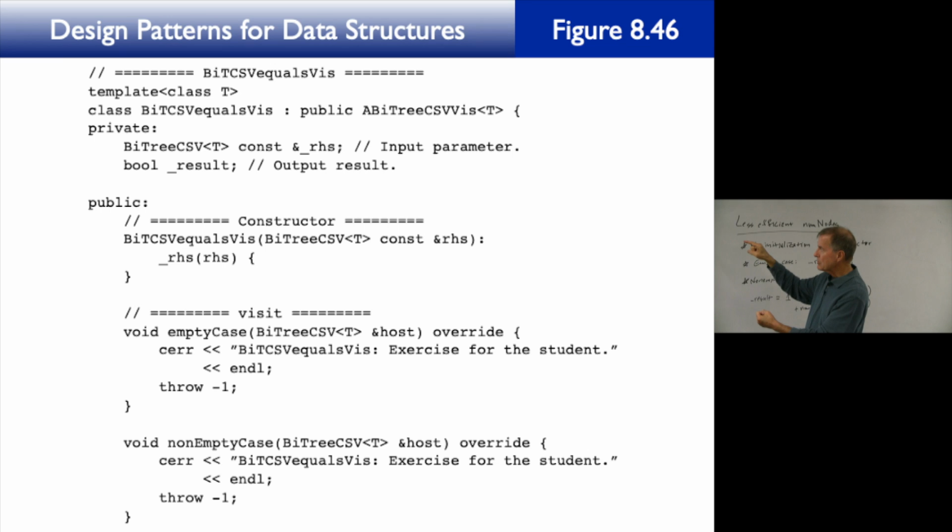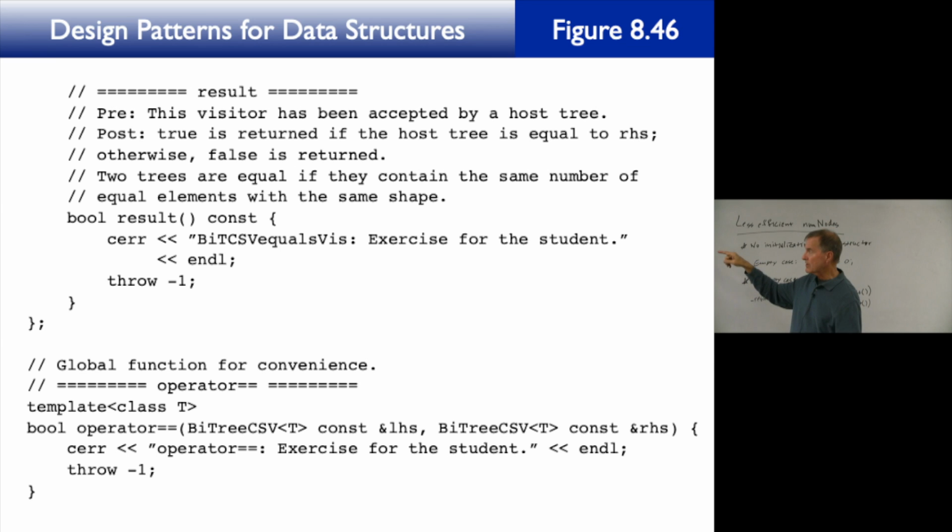So look, RHS is now an attribute. And what does the constructor do? It initializes underscore RHS with RHS. The empty case is an exercise for the student, and the non-empty case is an exercise for the student. There is going to be an equals helper also. And then the result is the usual thing, right? The precondition: this visitor has been accepted by the host tree. Post: true is returned if the host tree is equal to RHS, otherwise false is returned. Two trees are equal if, and so on.